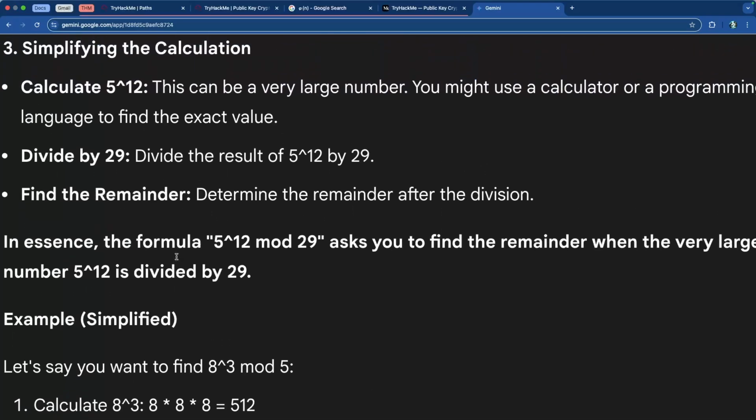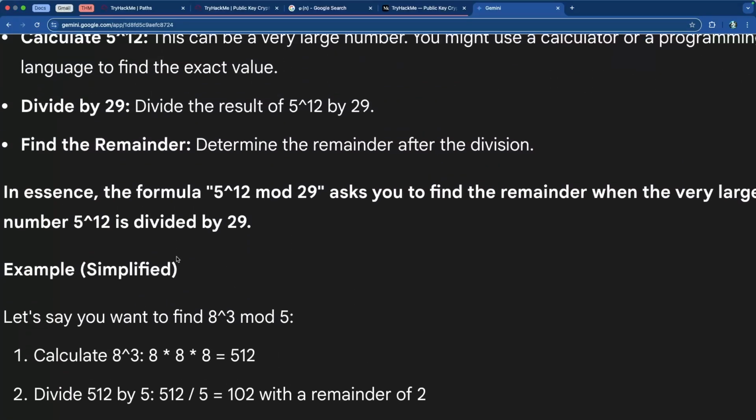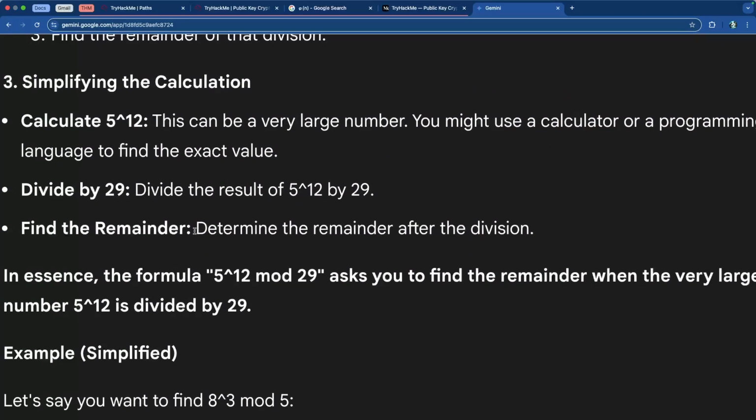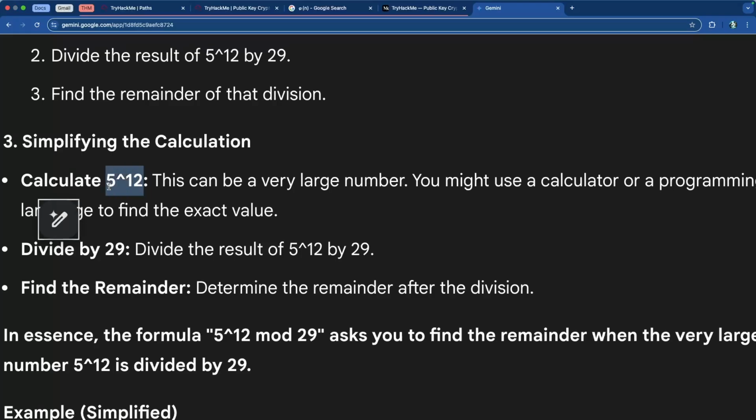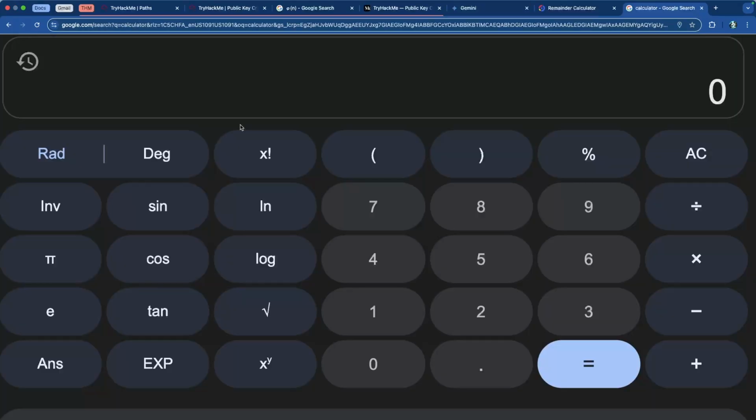So now what we can actually do is do this multiplication. I think it's actually even going to give us an example as well. But let's just do it. We're going to do 5 to the power of 12, so 5 multiplied by itself 12 times, and then we would divide that by 29. And whatever the remainder is would be our answer. Okay, so ready for this? Let's do this. We're going to use 2 different calculators. One of them is just the basic Google calculator, and then I'm going to use a remainder calculator to try to figure this out, and hopefully we'll get this answer.